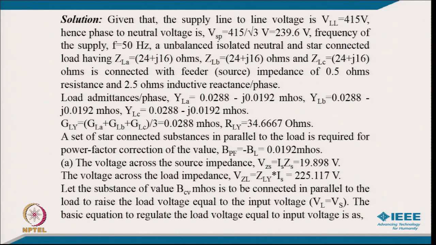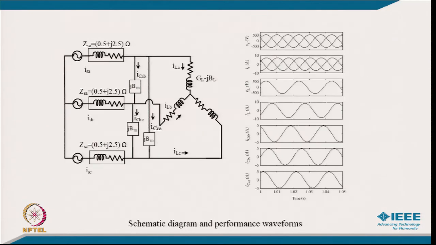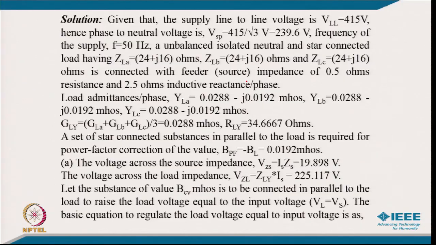Coming to the solution, given that the supply line voltage is 415 volt, the phase-neutral voltage is 415 by root 3, which comes to 239.6 volt, with a frequency of 50 hertz. An unbalanced star-connected load is connected to the feeder, and the load admittance comes out like this. For load balancing, the equivalent admittance in star connection gives a load resistance of 34.66 ohm.